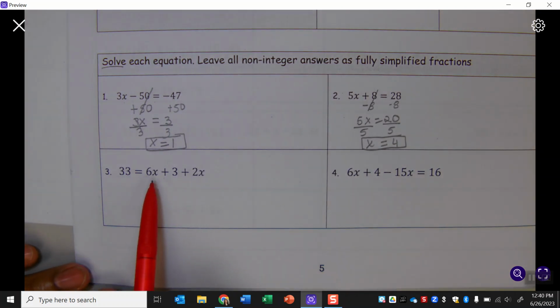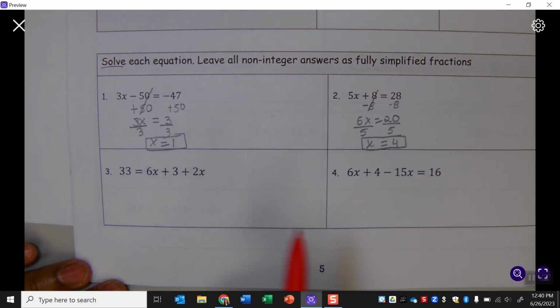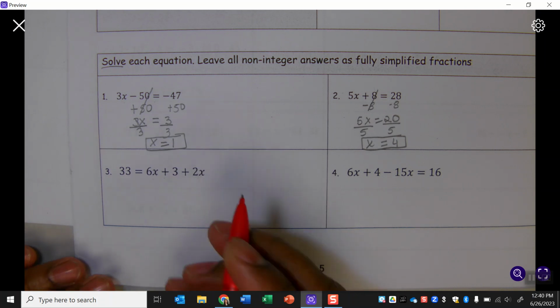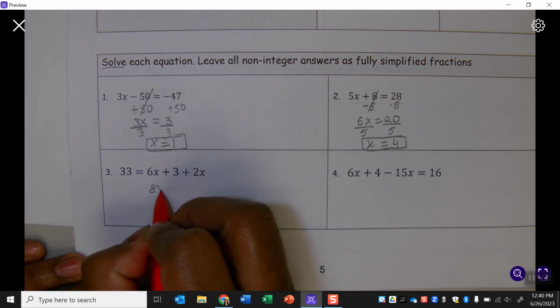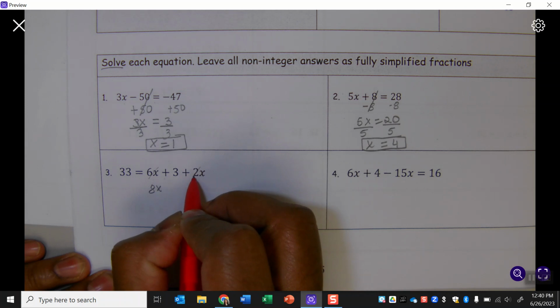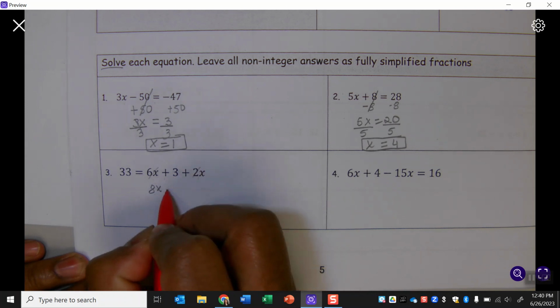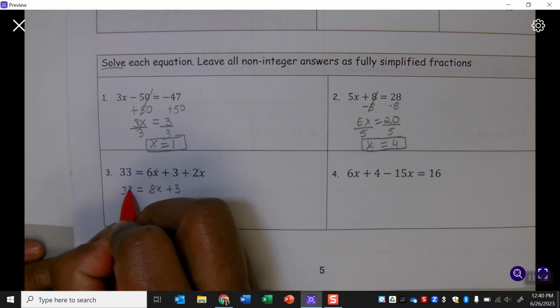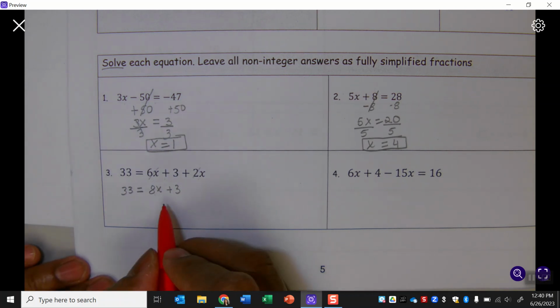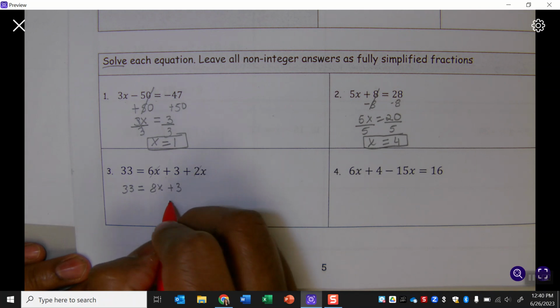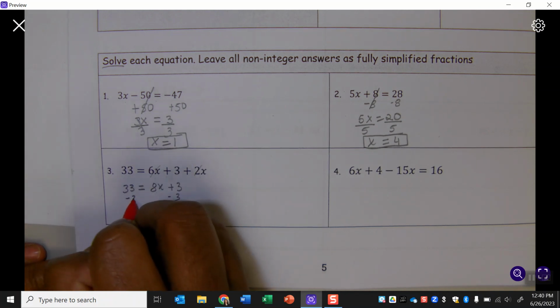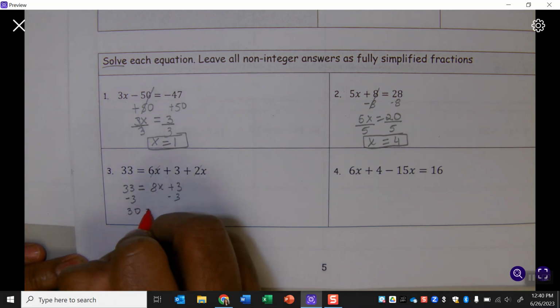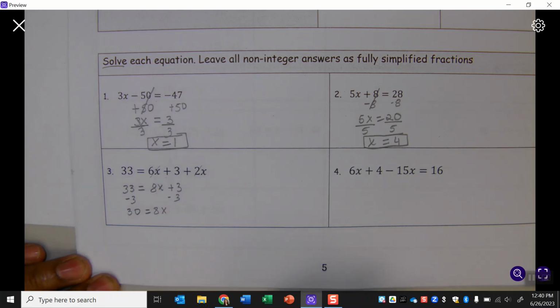Here, I have to combine some like terms. 4x plus 2x is 8x. So these two are just put together here. I didn't touch the 3, so I'm going to bring that down and then bring this down. Now I'm going to remove the constant, 3. I'm going to subtract 3 on both sides. So that's 30 equals 8x.